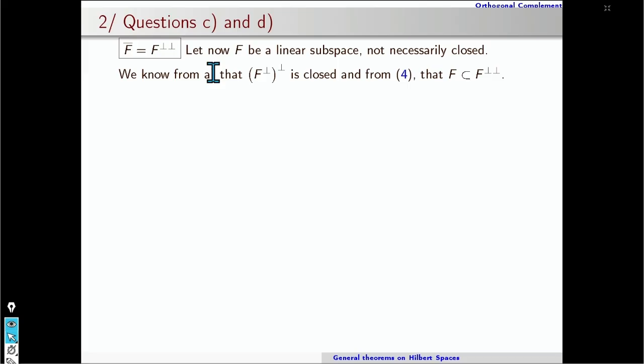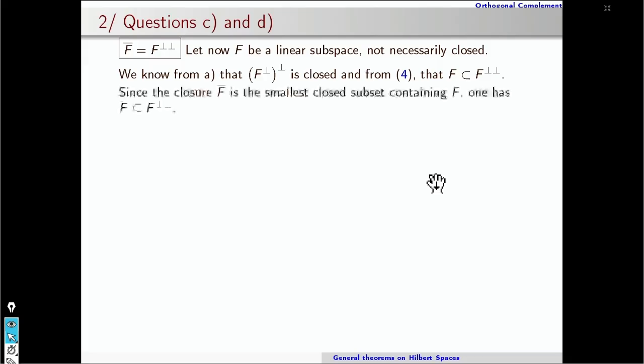Now, if F is not necessarily closed, we still have the same inclusion by the previous point, and we can say that the double orthogonal is the orthogonal of something, so it is closed. So we have a space that is closed and contains F. If we recall the definition, the closure is the smallest subset that is closed and contains F. So we have another one. It means that the closure of F is smaller than F double orthogonal. So we have the first inclusion.